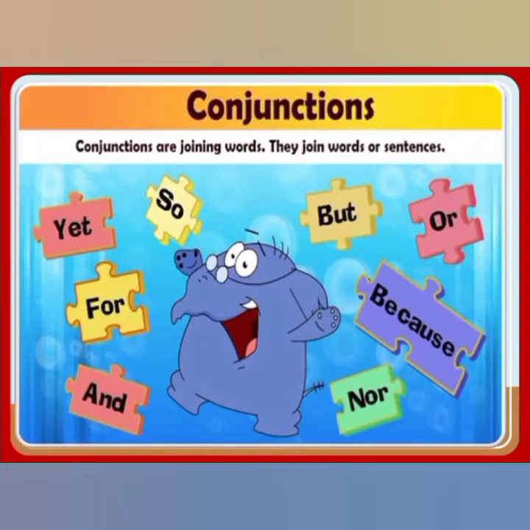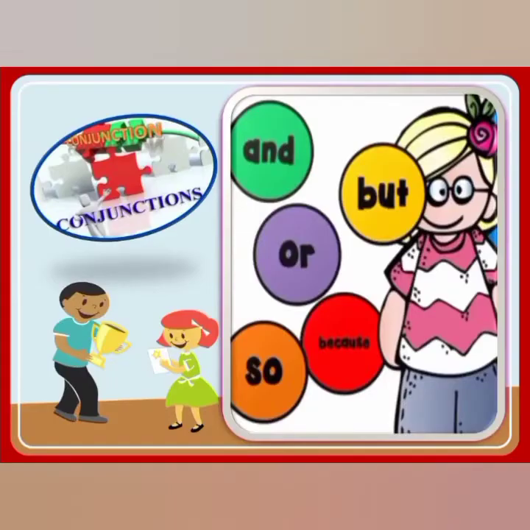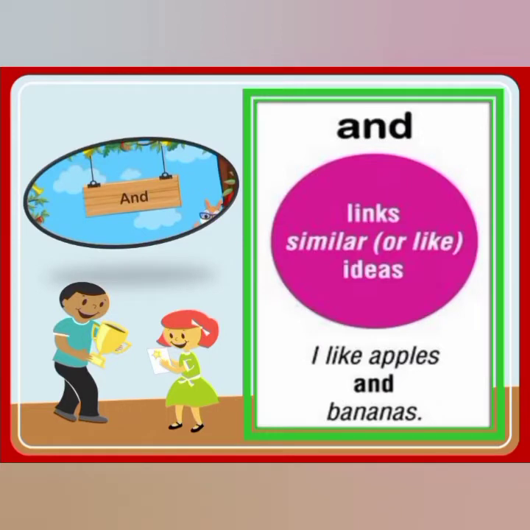So let's look at few examples of conjunctions. Yet, so, but, or, because, nor, and, for. These all are the examples of conjunctions which we use in our daily life. Now let's learn how to use all these conjunctions in our daily life.